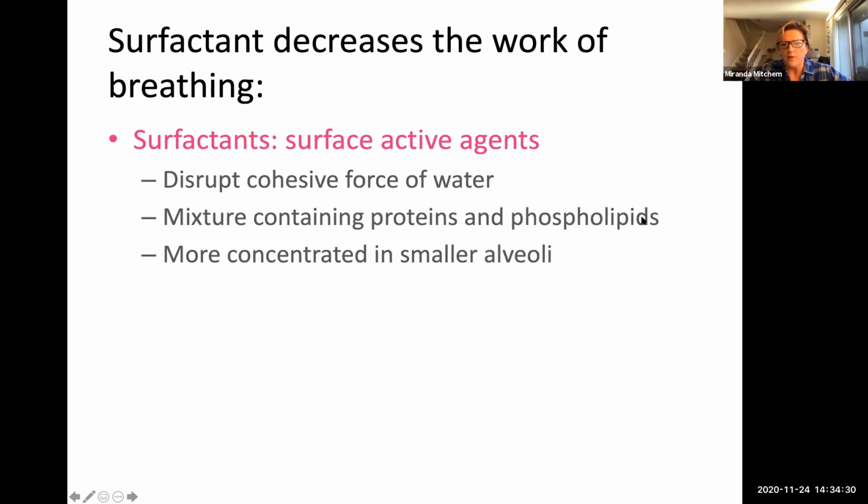These are oil lipid-like materials. They're phospholipids actually, and other small proteins. And we see more of them in the smaller airways, which ties to the increased surface area of the small airways, but also to the function of facilitating gas exchange.